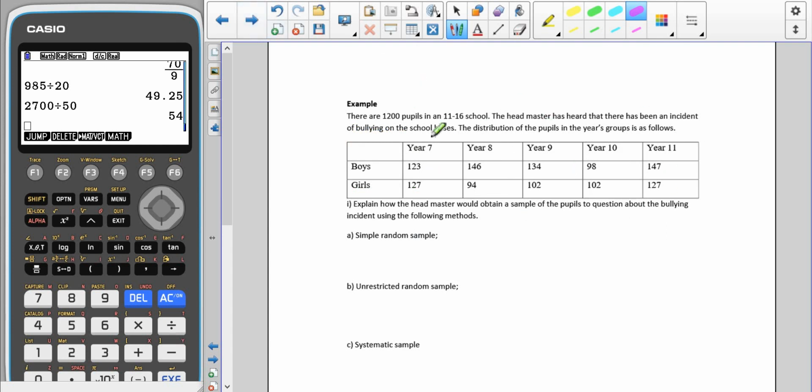So our example is this. We have 1,200 pupils in year 11 in an 11 to 16 school. So that is year 7 to 11. The head teacher has heard that there has been an incident of bullying on the school bus. The distribution of pupils in the year groups is as follows. So we can see here that we've got the year groups and we have the genders of the pupils. And we're explaining to the headmaster how they would perform each of the sampling methods that we've had a look at.